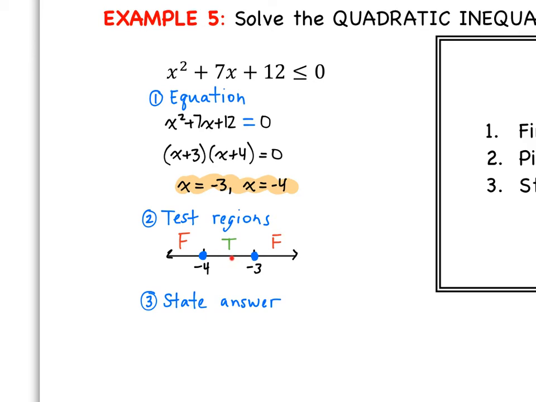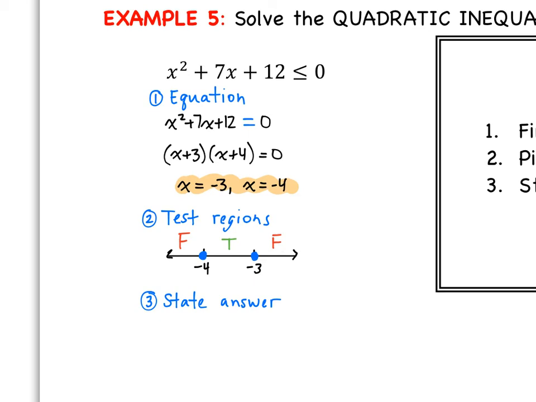In here, I can choose -3.5. And what's going to happen is when I plug that in, I'm going to get a true statement. So I put a T there. Over here, I tested 0. That's a nice, easy one to test because this x squared term goes away, and I'm left with 12 is less than or equal to 0, which we know is false.